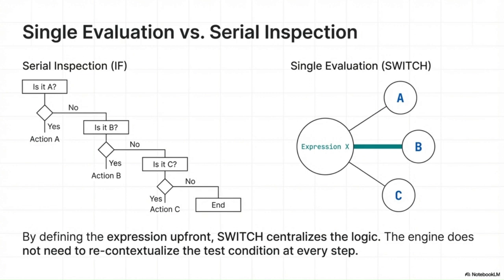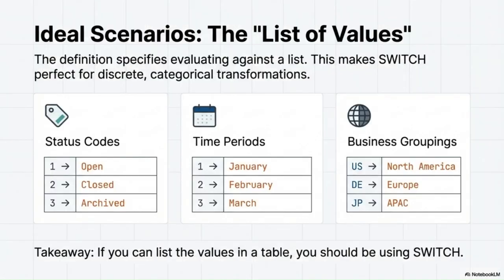One major advantage of SWITCH is efficiency. In nested IFs, Power BI evaluates each condition one by one, even if a match is found early. With SWITCH, the expression is evaluated once and Power BI simply matches it against the values. This improves performance and reduces unnecessary calculations, especially in large datasets. SWITCH works best when your logic depends on a fixed list of values, like status codes, time periods, business groupings, categories or groupings.